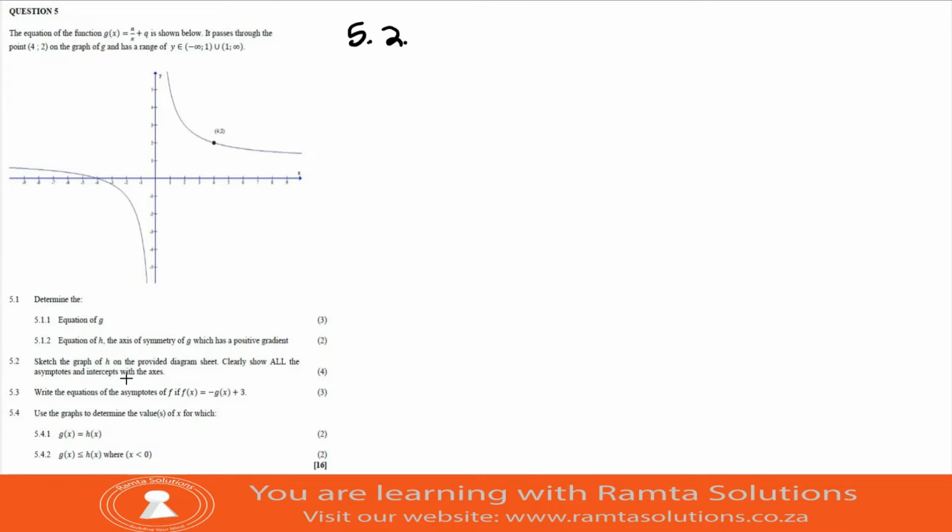5.2 says sketch the graph of h on the provided diagram sheet. Clearly show all the asymptotes and intercepts with the axis. On the provided answer sheet, for sure there is g of x plotted, but don't worry, I will show you how the graph looks. Now I'm only going to focus on h of x. So we said h of x is equal to x plus 1.